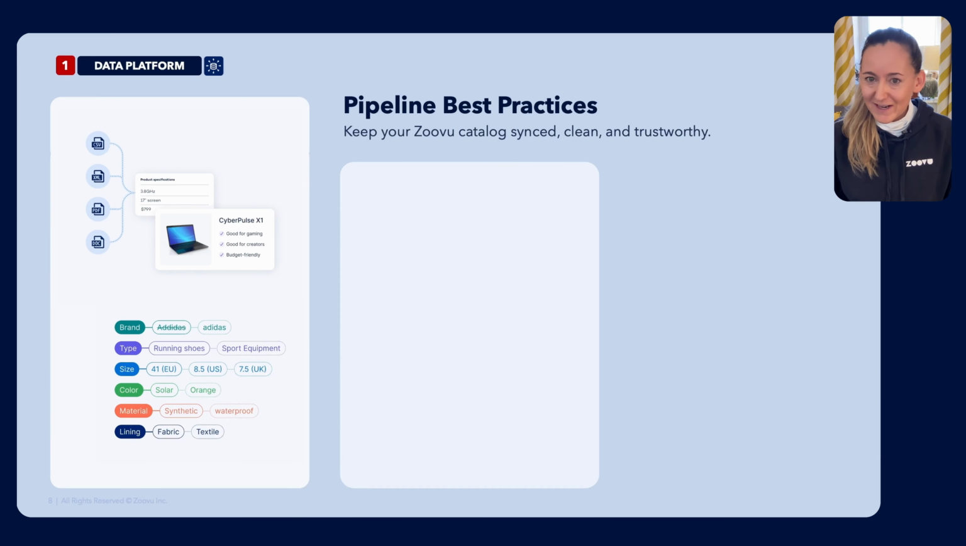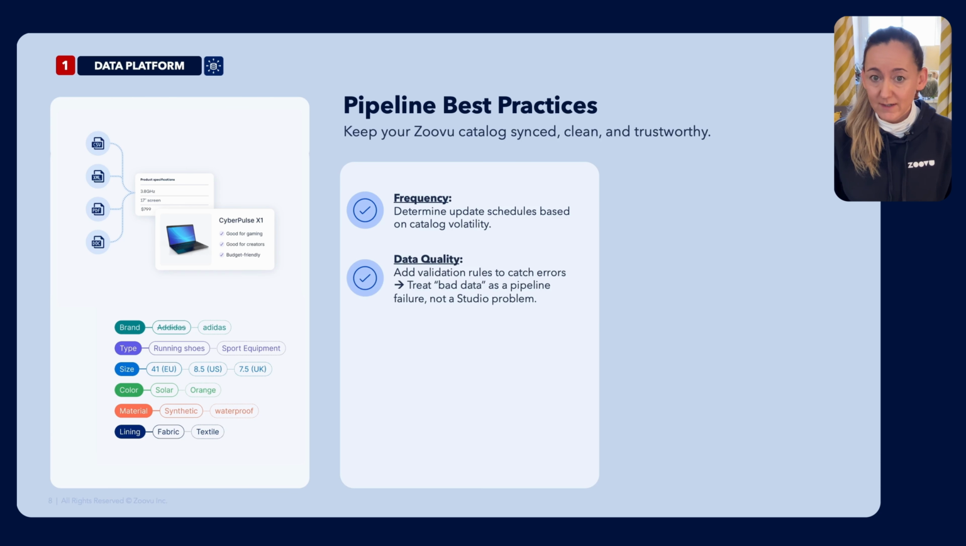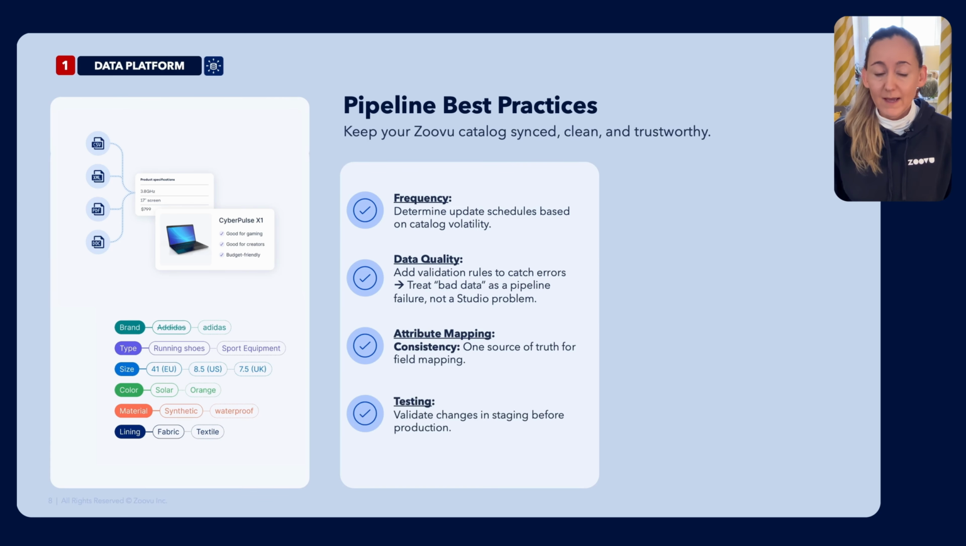And to get it right from the start, here is your checklist for reliable experiences downstream. Keep updates in sync with how often your catalog changes. Add data quality rules so errors get caught early. Treat bad data as a pipeline issue, not a studio problem. Keep one consistent source of truth for your attribute mapping, and always test in staging before production.